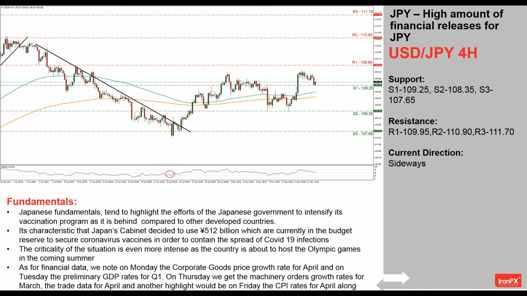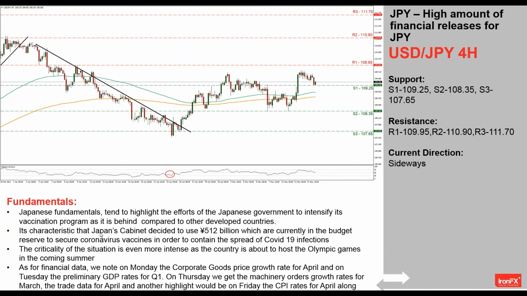Nevertheless, we must also note that we are about to get a high number of financial releases from Japan next week. As for financial data, we note on Monday the corporate goods price growth rate for April, and on Tuesday the preliminary GDP rates for Q1. On Thursday, we get the machinery orders growth rates for March, the trade data for April, and another highlight would be on Friday, the CPI rates for April, along with the preliminary Jibun Bank manufacturing PMI for April.